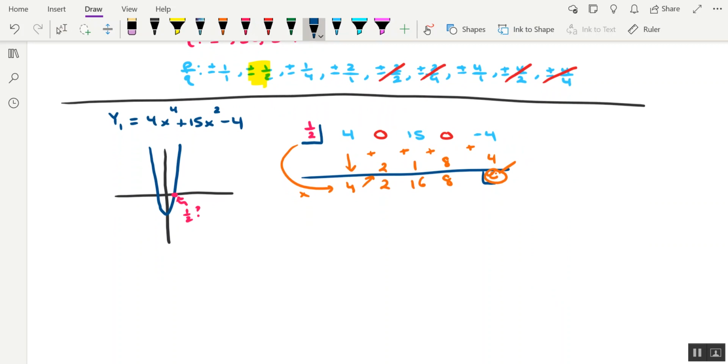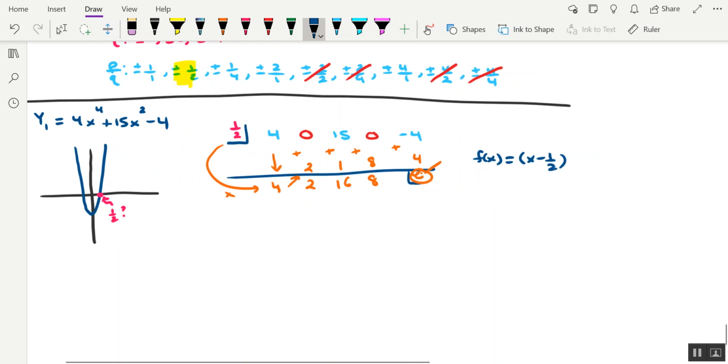That means we can start factoring the function f of x, and one of the factors would be x minus 1/2. Now the other factor will be built using this quotient polynomial, which has 4 coefficients, and the reason for that is because we started out with a degree 4 polynomial, and once we do this first round of synthetic division, that will force a degree 3 quotient polynomial. So this is going to be 4x cubed plus 2x squared plus 16x plus 8.